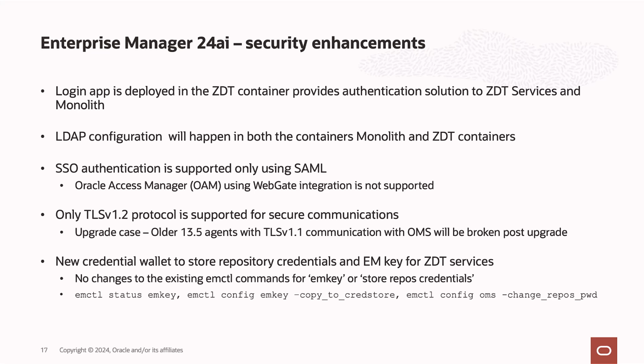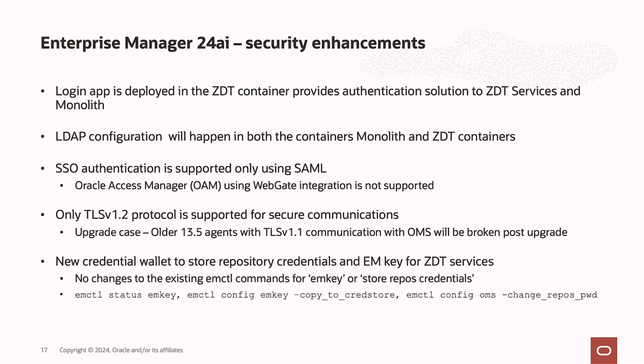for secure communication. So if there are any older 13.5 agents in an upgraded environment which are still using TLS 1.1, then post-upgrade, those agents will not be able to communicate with the 24.1 OMS. So ensure that before you plan for an upgrade, all the agents running with, say, TLS 1.1 are brought up to TLS 1.2 so that post-upgrade, those agents will be able to communicate with the 24.1 OMS.